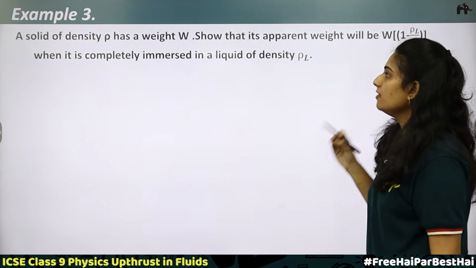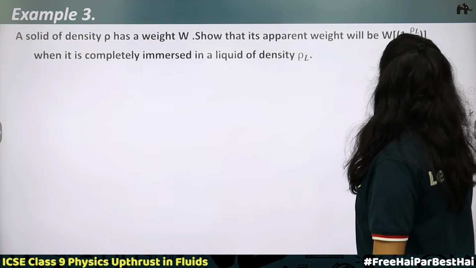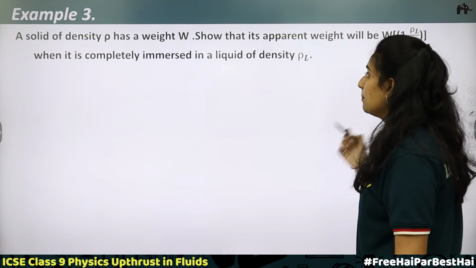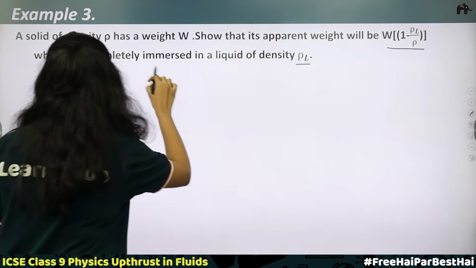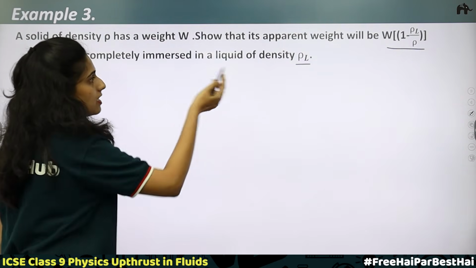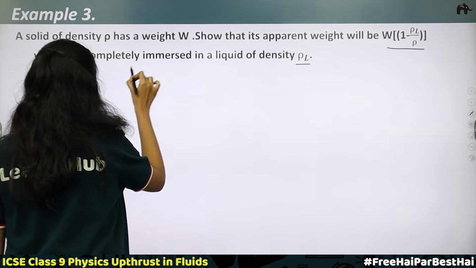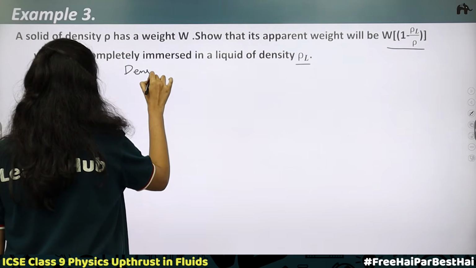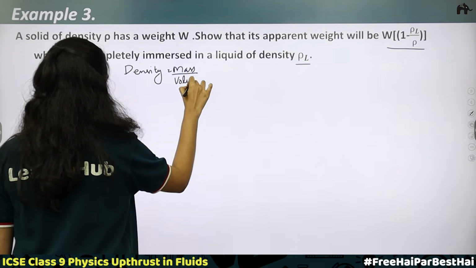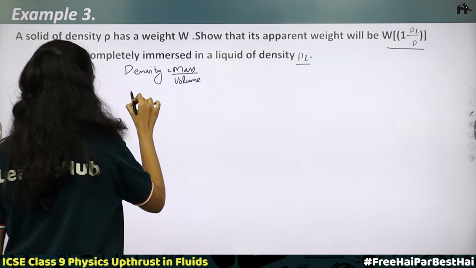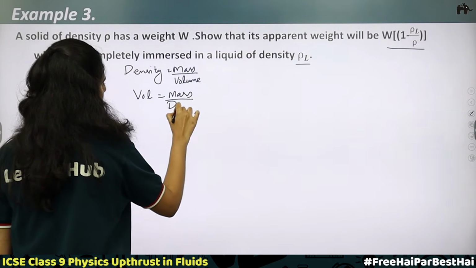Third example, a solid of density rho has a weight W. Show that its apparent weight will be W into 1 minus rho L by rho when it is completely immersed in a liquid of density rho L. So, density of the solid is rho and the density of liquid is rho L. Okay. So, here we know that density is equal to mass by volume. Okay, from which we can say volume will be equal to mass by density.